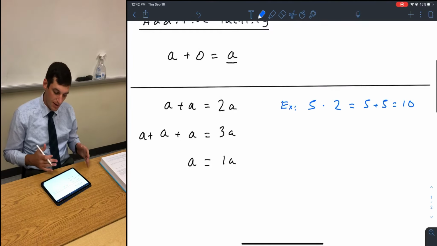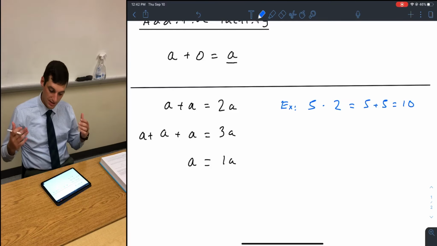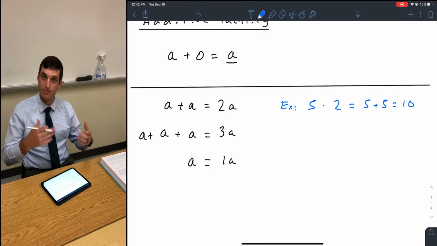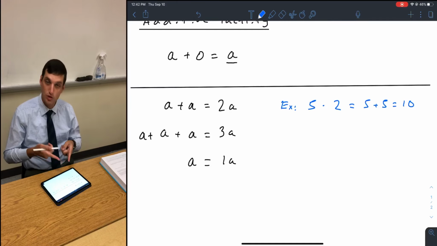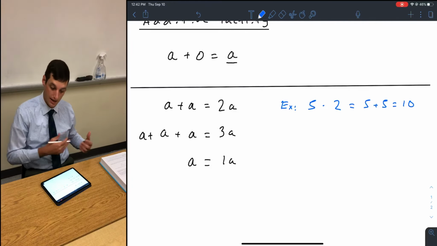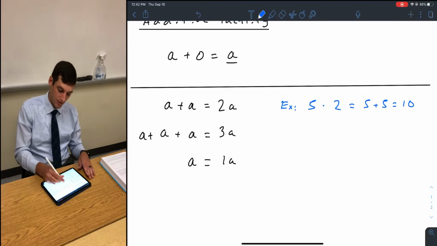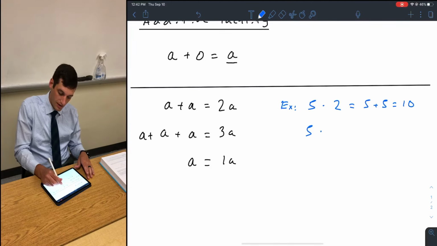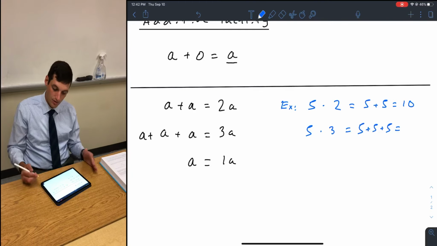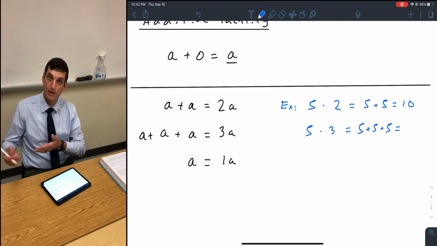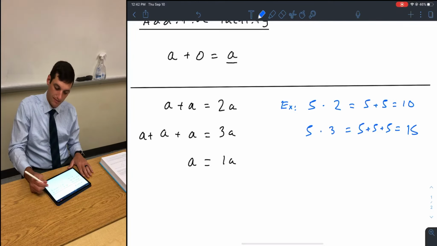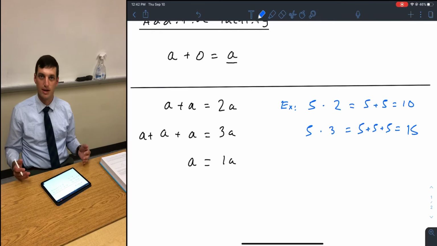So if you look at A plus A equals 2A, that's the same thing as 5 times 2 is equal to 5 plus 5. Just like 2A, 2 times A is equal to A plus A, 5 plus 5. So if I was going to do 5 times 3, let's just write it out. 5 times 3 is equal to 5 plus 5 plus 5, which is 15. We have 3 5s. That adds up to 15. And then any of these numbers can be broken down into ones.